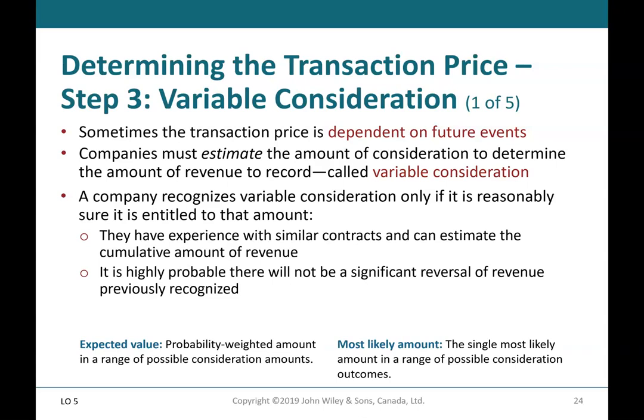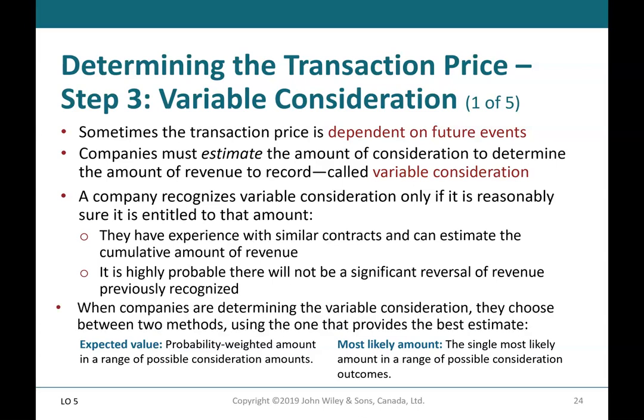Expected value, probability weighted amount in a range of possible consideration amounts. Most likely amount, the single most likely amount in a range of possible consideration outcomes. When companies are determining the variable consideration, they choose between these two methods, using the one that provides the best estimate.